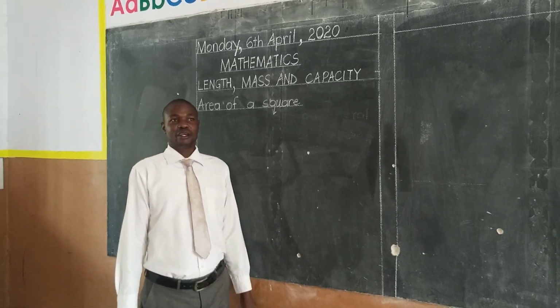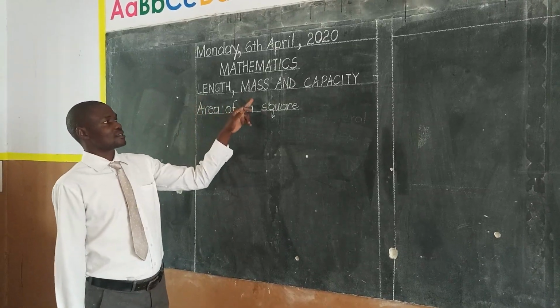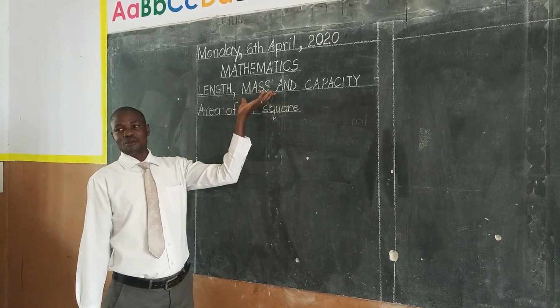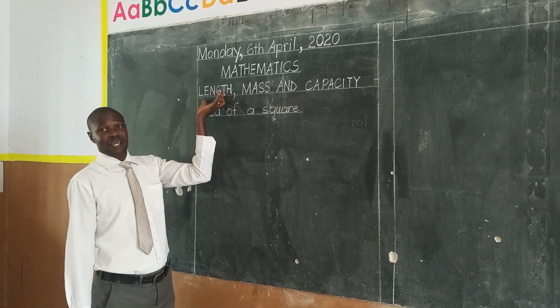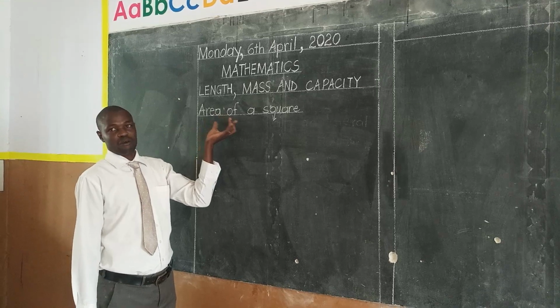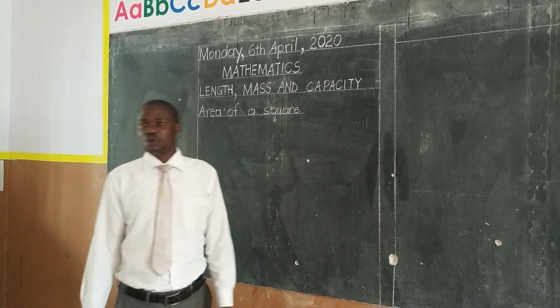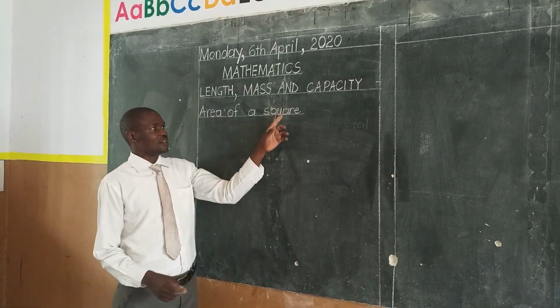Today we are going to learn mathematics with Mr. Okori Jacob, and the topic we are going to look at is length, mass, and capacity. This is something so big we can't look at it today, so we are picking a smaller part from length. From this length we are going to look at how to find the area of a square. And I believe at this point we need to know what a square is. There I mean we define a square.